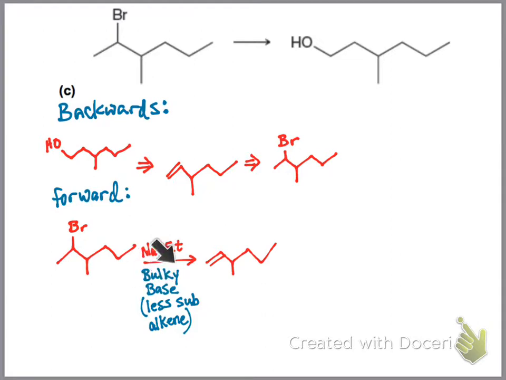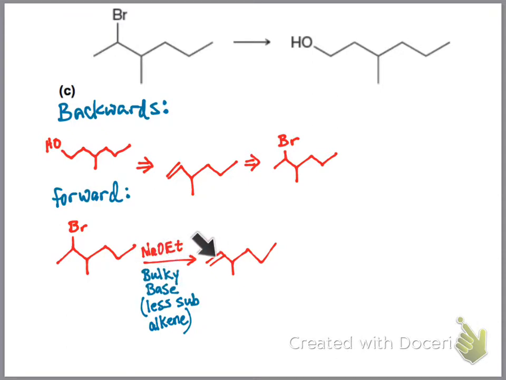Bulky base is correct, and I should have written the t-butoxide here, and it's going to make the less substituted alkene, which is the correct one here. I don't have a pen here to fix it. So pretend that this says t-butoxide. Bulky base here is correct, so you should correct it in your notes.